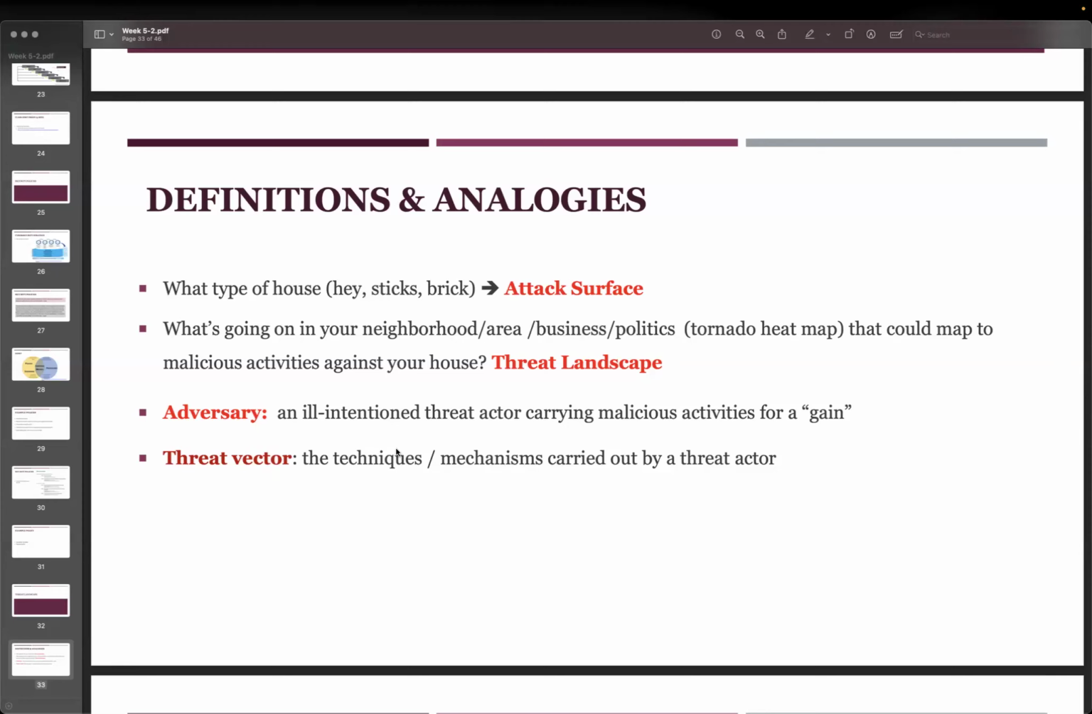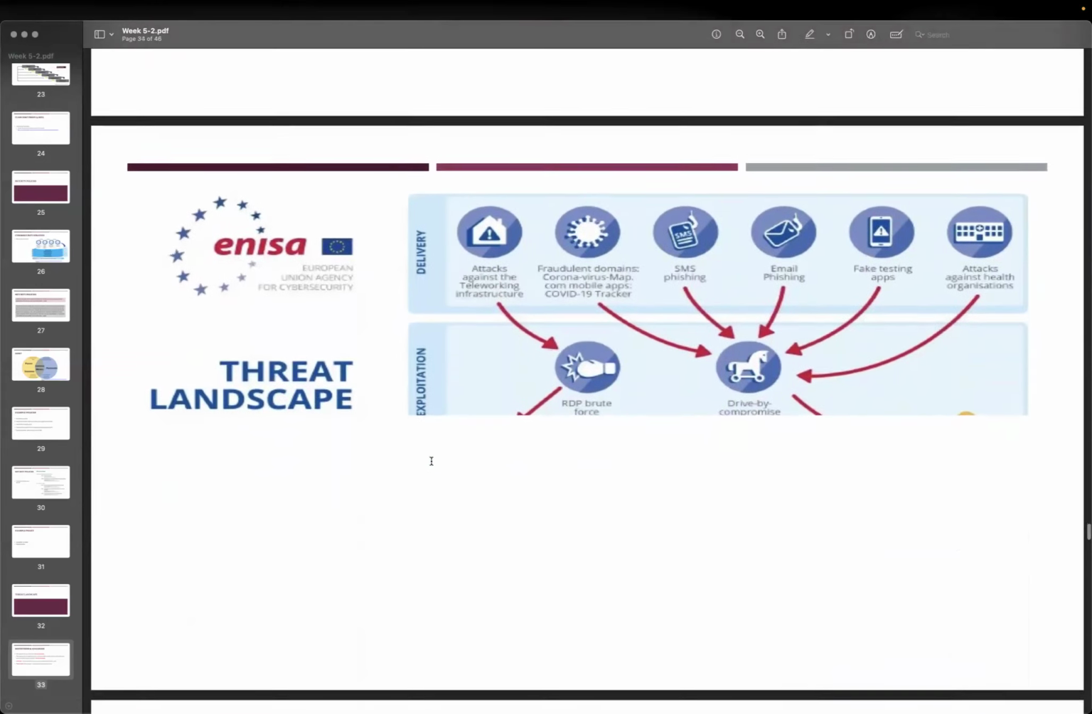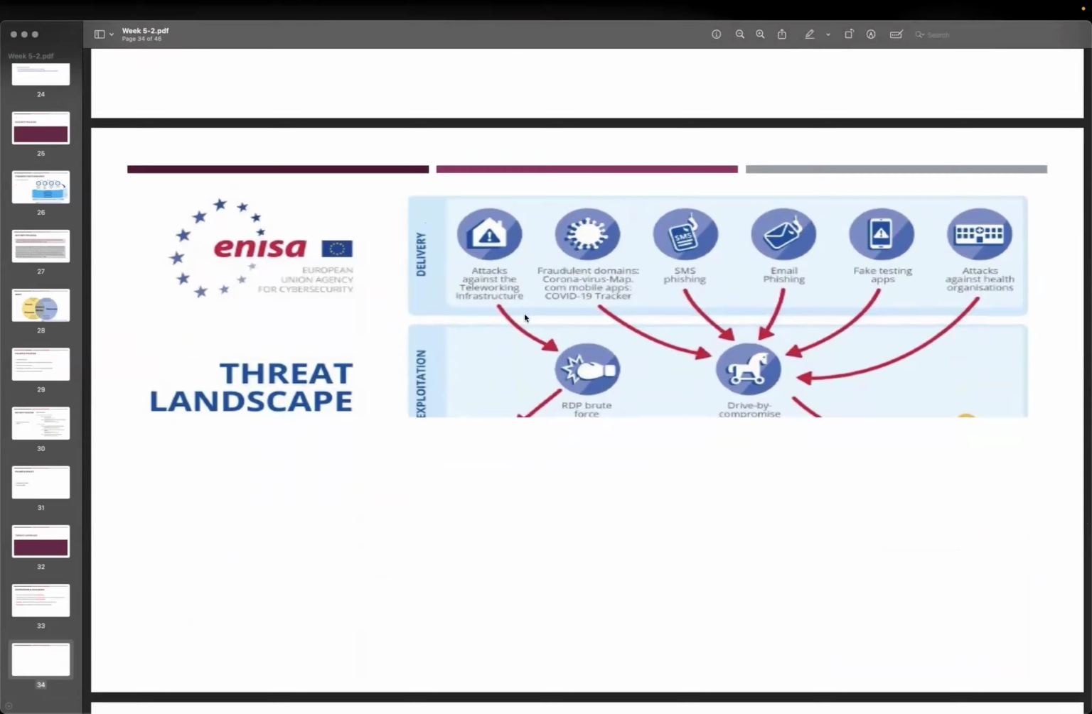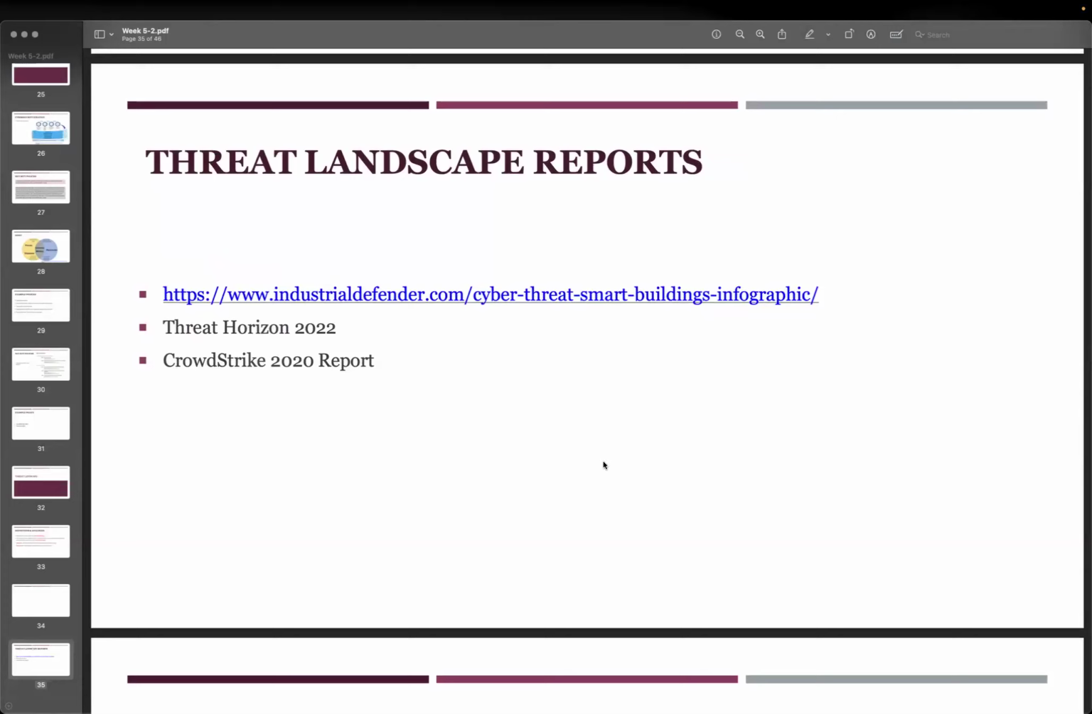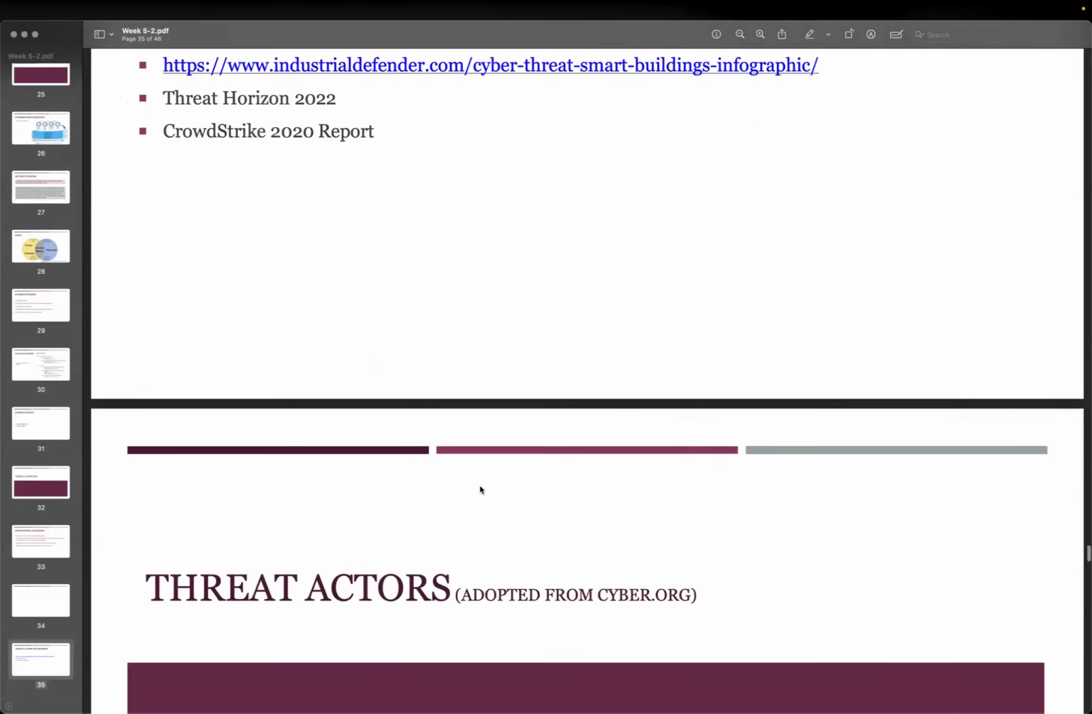So these will be the techniques or mechanisms carried out by the threat actor. Here are some definitions we need to know. When we look at the landscape, exploitation includes things like RDP brute force, or drive-by compromise. Delivery includes SMS phishing, different types of phishing, email, fake text apps, all of this. We do have some reports, if you're interested in looking at them, just letting you know.